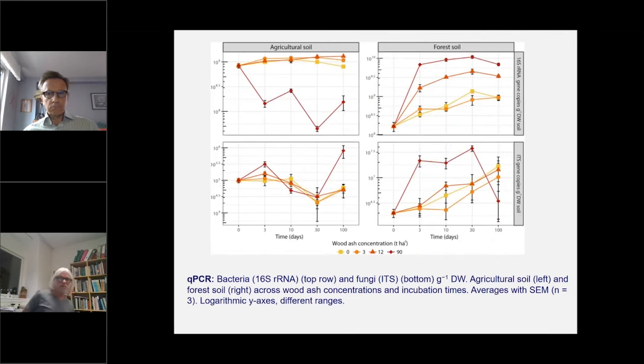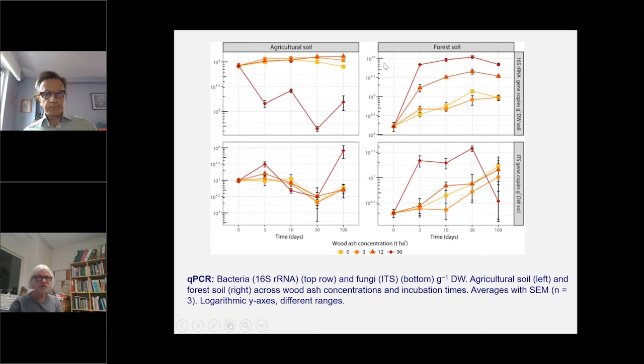The first one is the qPCR. And we can see here a picture which is similar in all the microbial measurements that we made: a more or less straightforward effect on microorganisms in the forest soil, because there, after the ash application, we reached some pH levels that are favorable for the microorganisms that we looked at.